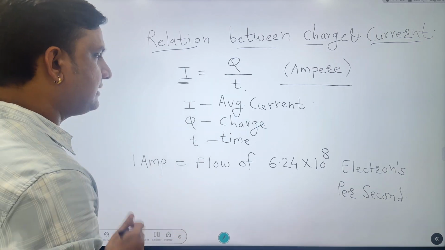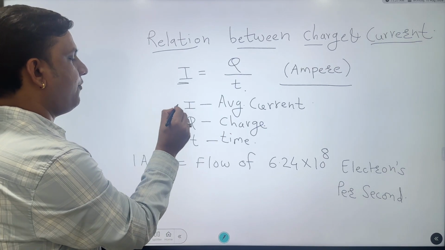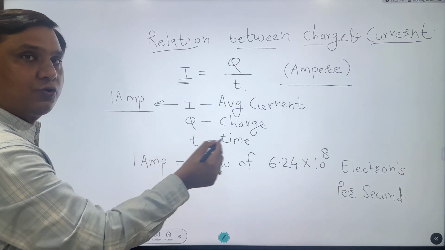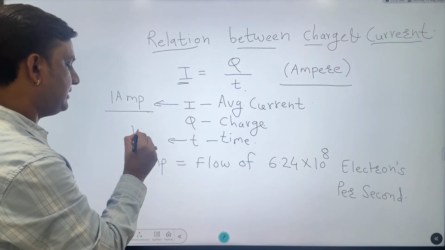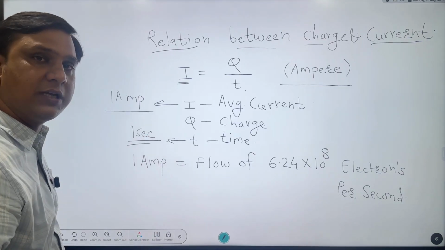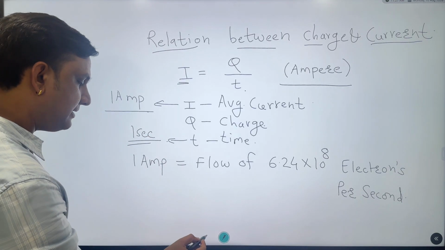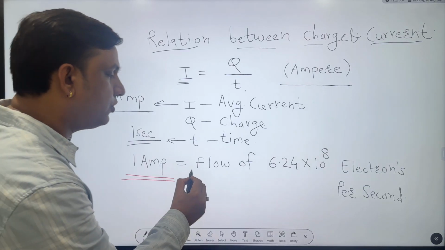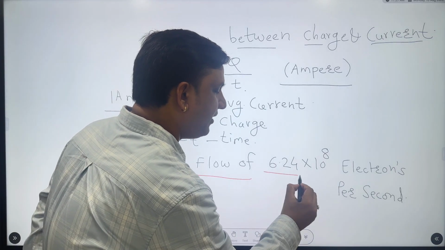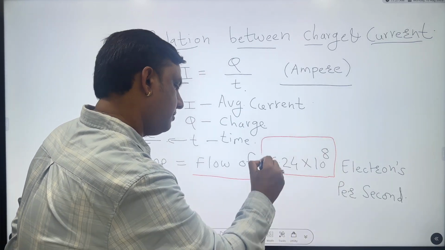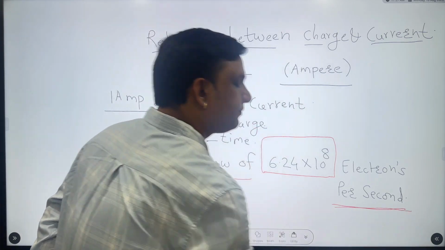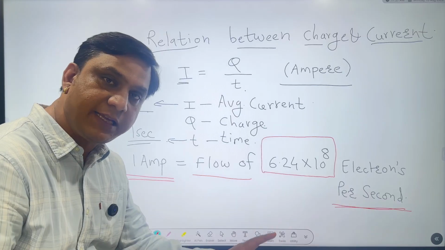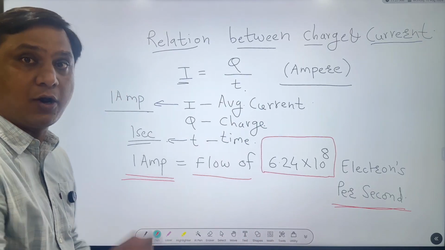So if we consider 1 ampere of current flowing through a particular circuit in 1 second of time, then we can say that this calculation comes to be 1 ampere equals the flow of 6.24 × 10^18 electrons per second. These many electrons have to pass through the conductor in 1 second to contribute 1 ampere of current.